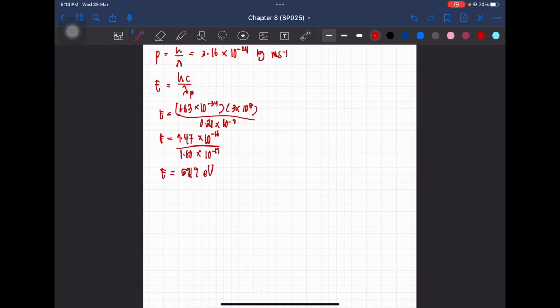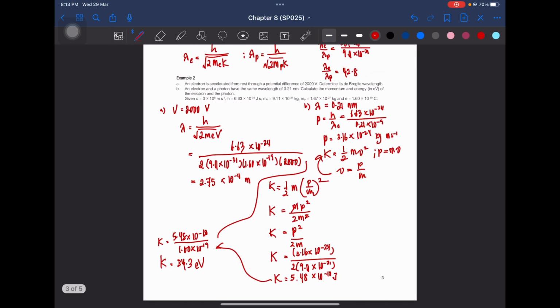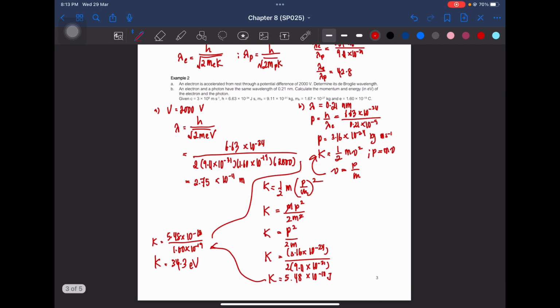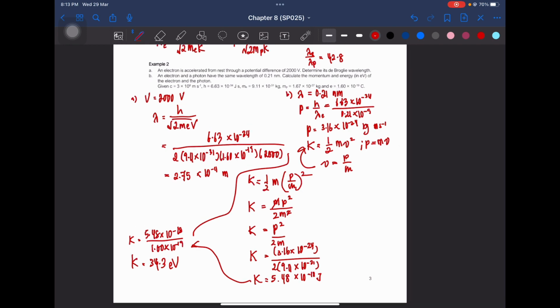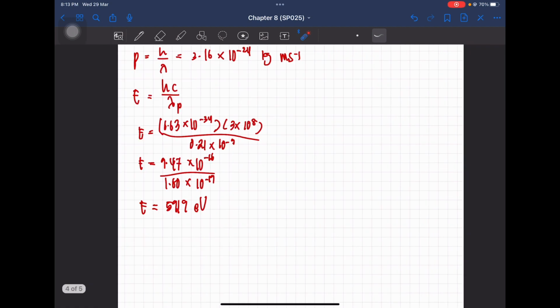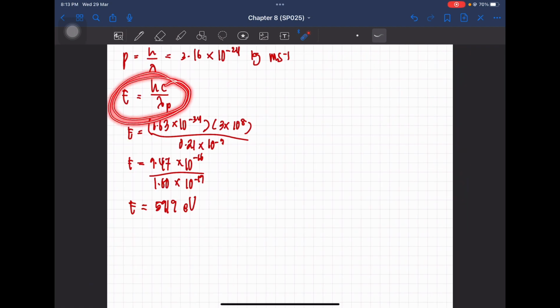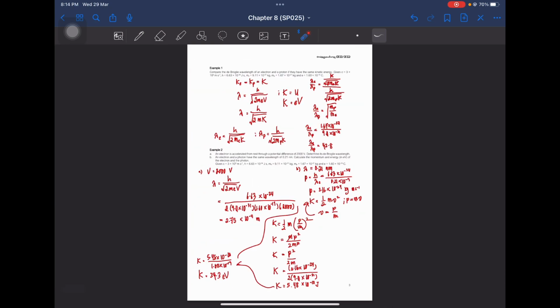Okay, that is the energy for the photon. Let me just double check. Yeah. So for the electron and the photon, the energy formulas are different. For the electron you will use half m v squared, but for the photon you are going to use hc over lambda. Okay, so that's it for chapter 8.